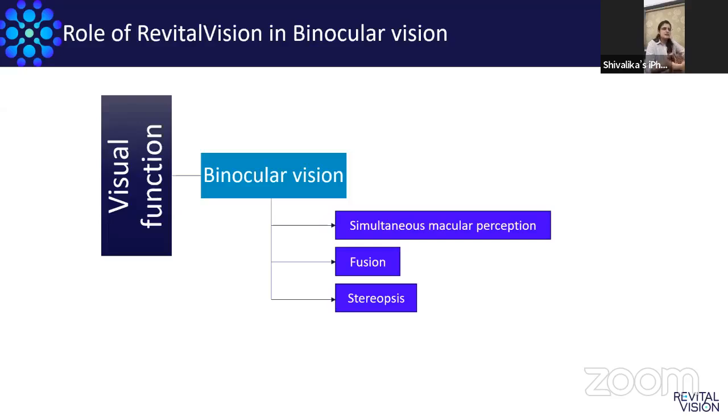Similarly, a very simple way is reducing the interocular visual acuity difference, trying to achieve a better fusion and stereopsis.